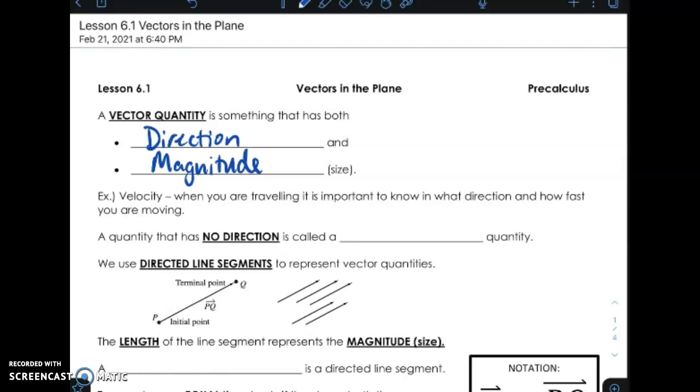A quantity that has no direction is called a scalar quantity. That has no direction. So that's just a magnitude or a size. We use directed line segments to represent vector quantities.